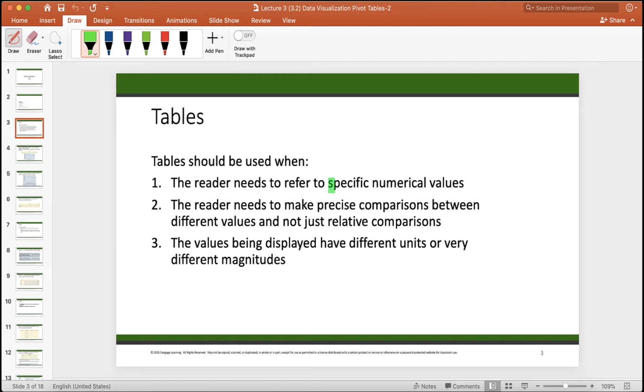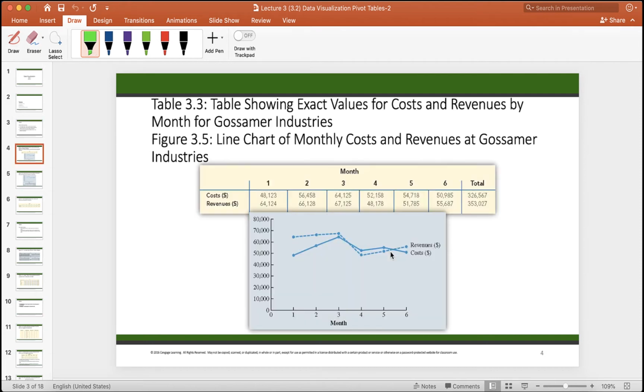One is when we want to look at specific numerical values, you can't see them on a chart. You need to put them in a table. Another reason for using a table is when you want to make precise comparisons between different values. A chart will only give you relative values. You can see that one number is bigger than another when you look at the actual chart, but you can't really see the specific number. So that's another reason. And the third reason is sometimes we have different units or units of different magnitude, and they don't look good when you put them on a chart. So let's look at an example of that and move on to the next slide.